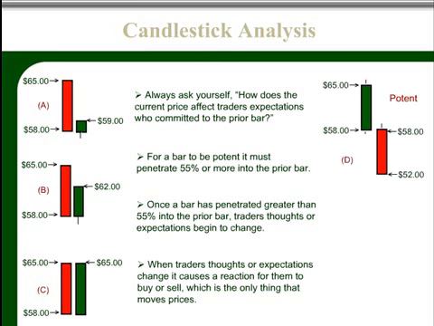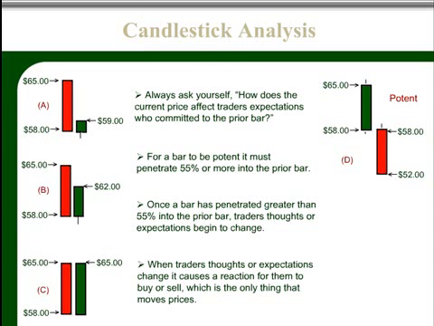On pattern D, the red bar gapped down. This means the green bar closed at one price and the red bar opened at a price lower than the green bar closed. Any trader who entered a long position on the close of the green bar was immediately trapped in a losing position when the red bar opened.